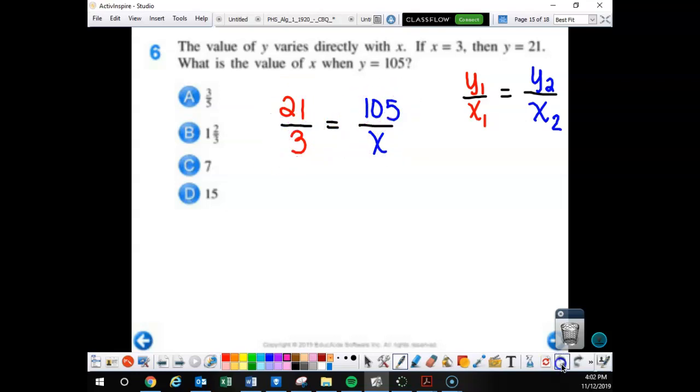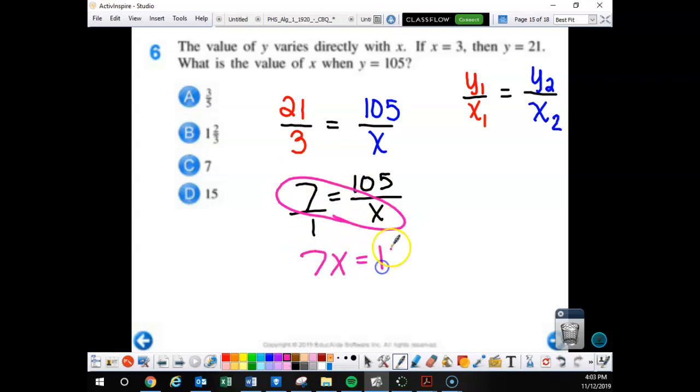Or, again, remember, I know what 21 divided by 3 is. That's going to be what? 7? So 7 is equal to 105 over x, right? I'm solving for x, so this is going to be 7 over 1. So now I can cross multiply, and so this is going to be 7x is equal to 105. I can now divide by 7, and so x is equal to, you do this math right here. Okay? Let's go to the next one.